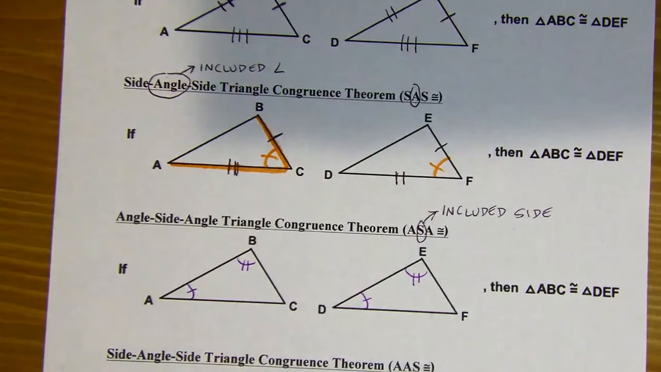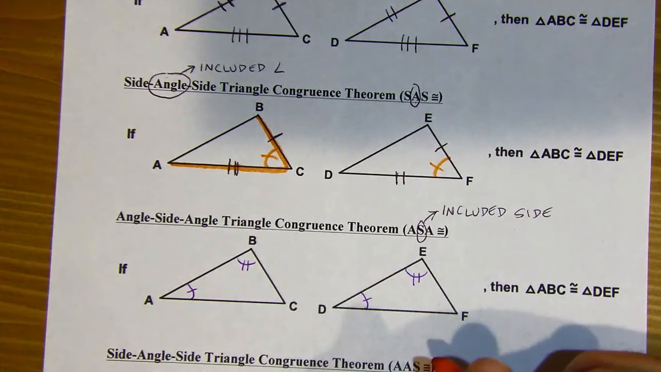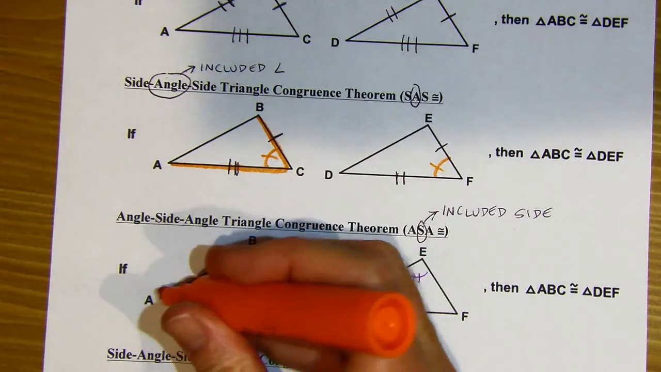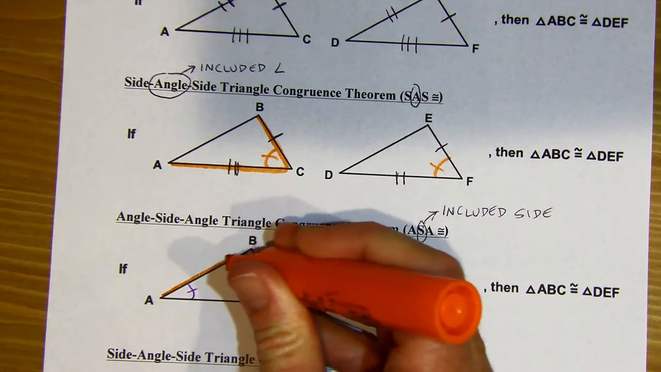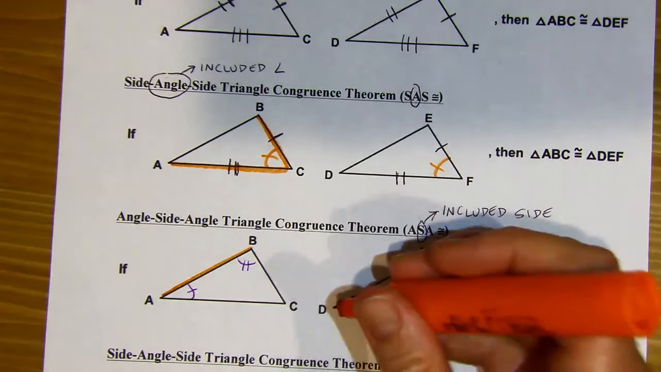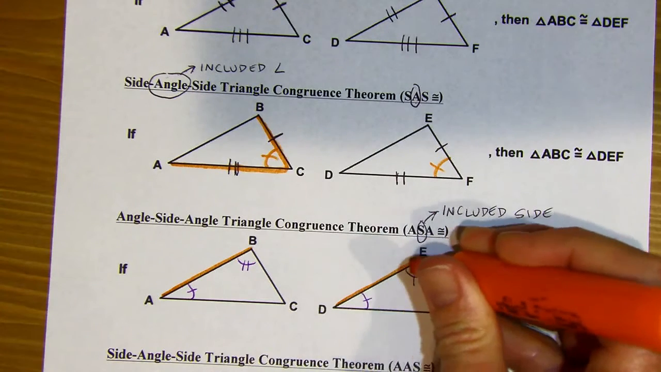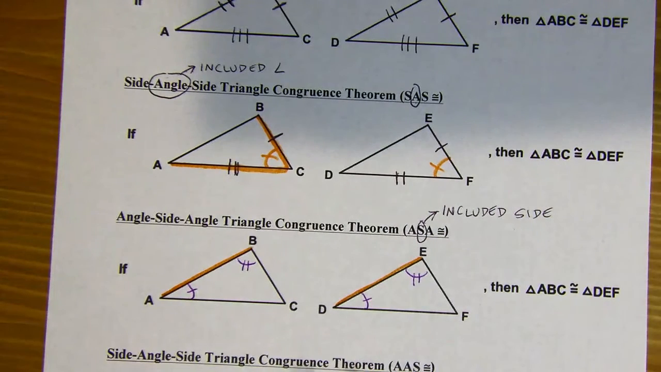And then when I want the included side, I have to think of the side that is part of both of those angles. Okay, so it's the side that's between those two angles, like so. And then this would be the included side over here. And so this is my ASA situation, angle, side, angle. And again, those triangles are congruent.